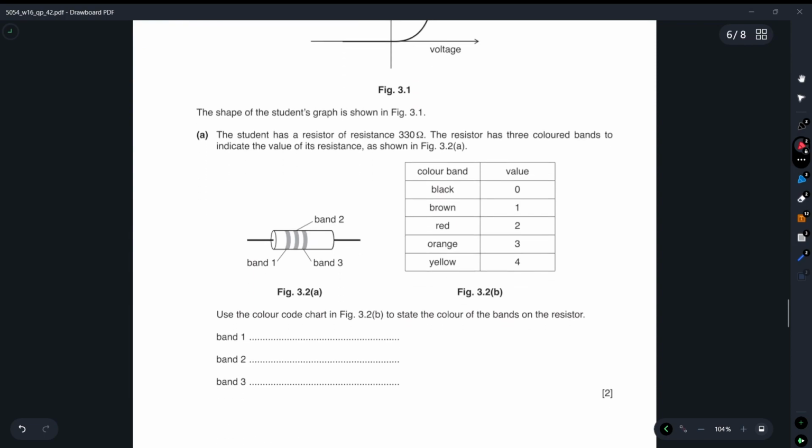So question number 3, use the color code to state the color bands of the resistor. 330 ohms जो है वो आपका resistance है. So the band 1 would be 3, so orange. Band 2 would be 3 as well, orange. And band 3 would be the number of zeros. So that's just 1. So you then have a brown. Alright, BR लिख देते हैं. So orange, orange and brown. पूरा लिख देते हैं so that there are no confusions.